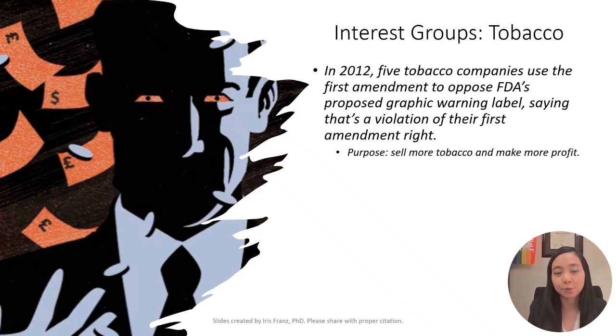A real-world example of this occurred in 2012, when 5 tobacco companies used the First Amendment to oppose the FDA's proposed graphic warning labels. They argued that the requirement violated their constitutional right to free speech. From an economic perspective, the underlying incentive is clear. Graphic warnings reduce tobacco consumption, which lowers sales and profits. Opposing the policy was a way to protect profits. So it really is not the First Amendment they care about. They care about their profit.